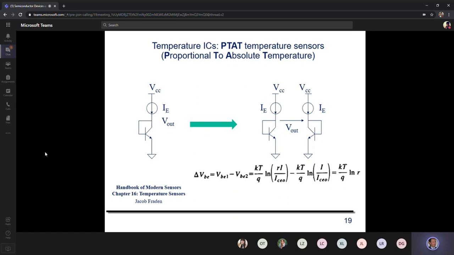So the transistor on the left is actually made of R transistors. So its current is R times the current of the individual transistor. So the base to emitter voltage is kT over q times the logarithm of R times I, where I is the current in the single transistor, divided by the saturation current, which in this case is indicated with ICEO.